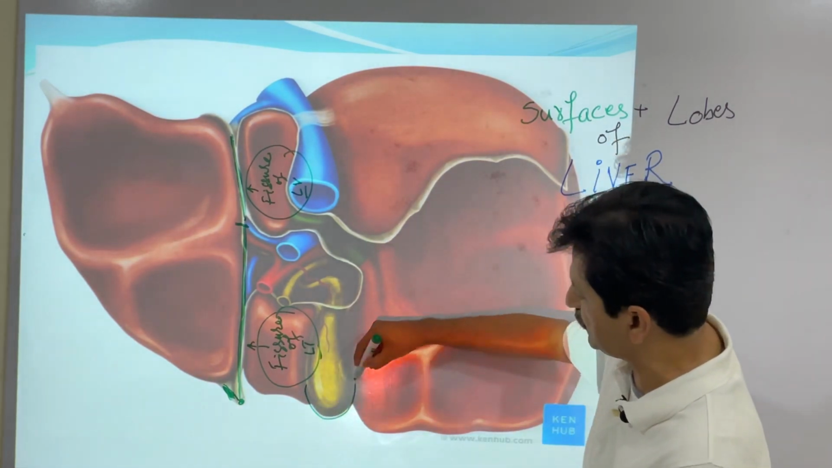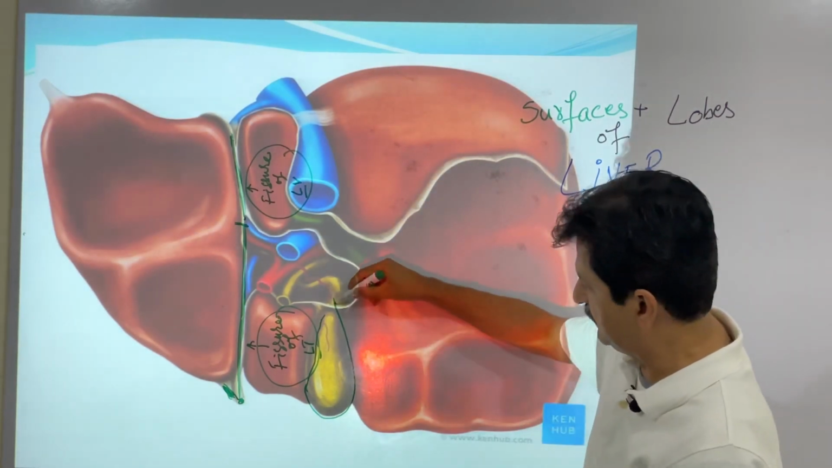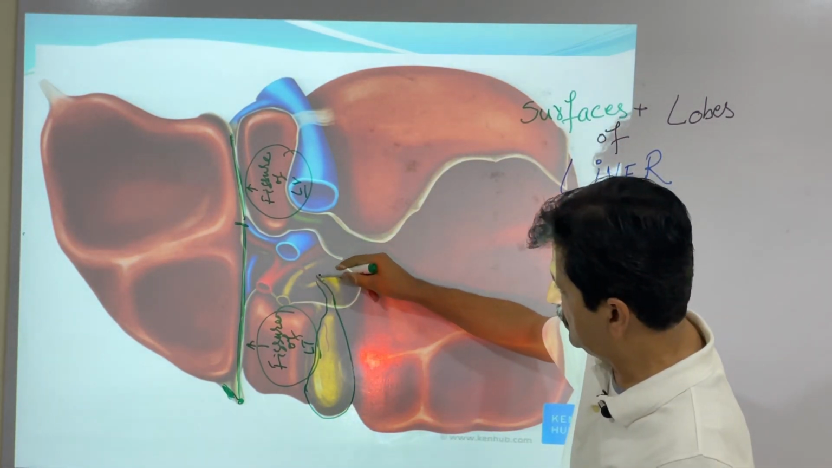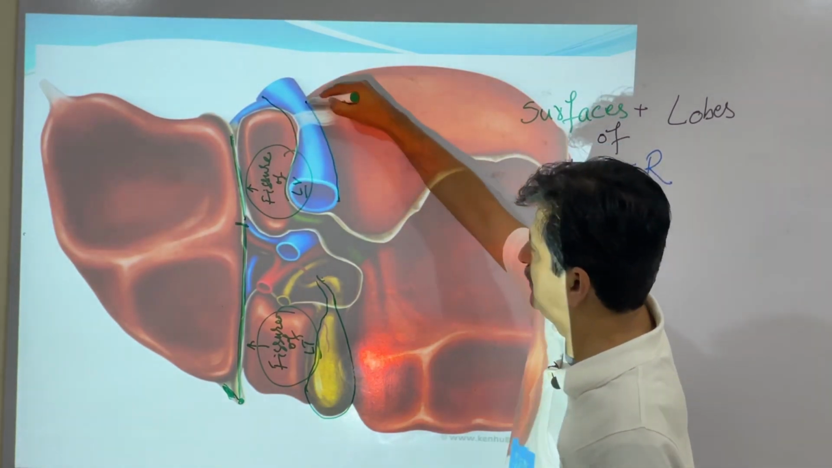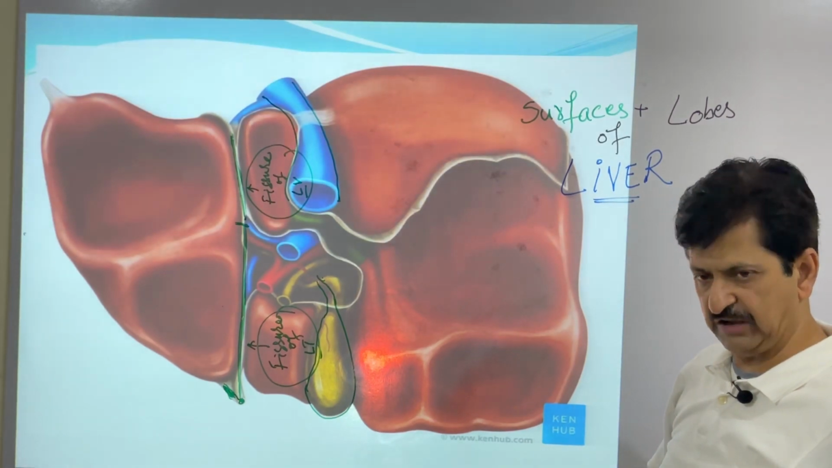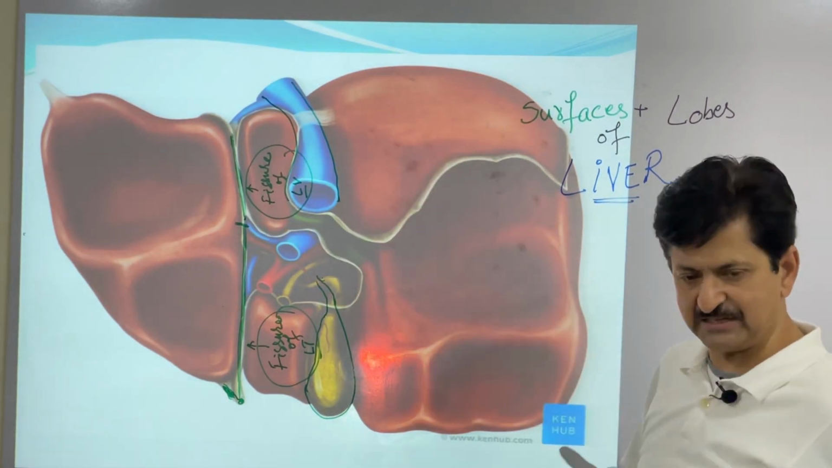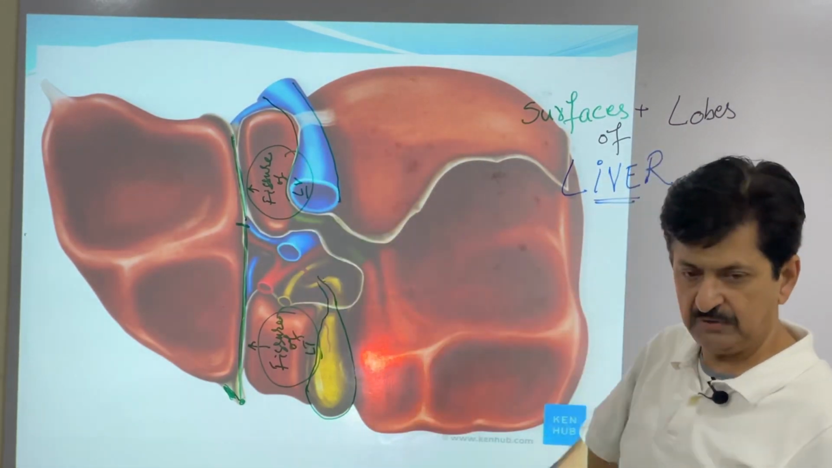So here is the fossa for gallbladder, where the gallbladder already is present here. When I remove it, there will be an impression here, and here will be the fossa for inferior vena cava, and in this picture the inferior vena cava itself is present there. When you remove it there will be an impression.